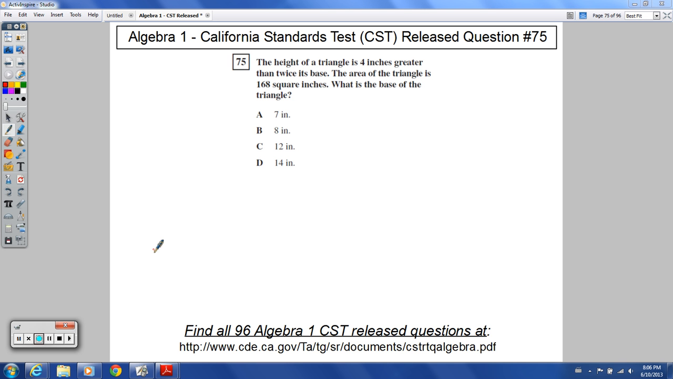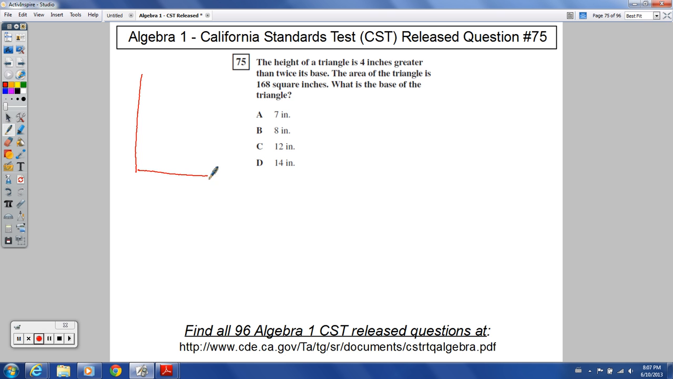Welcome to Algebra 1 CST release question number 75. It says the height of a triangle is 4 inches greater than twice its base, and the area of the triangle is 168 square inches. What is the base of the triangle? Sure sounds like a draw a picture type of problem to me.